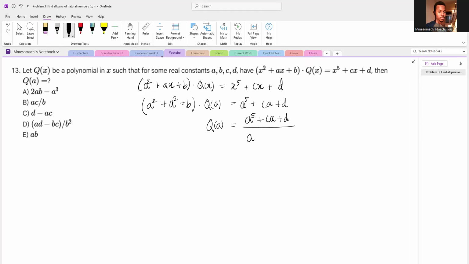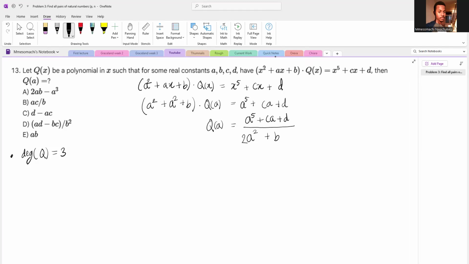a squared plus a squared, that's 2a squared plus b. And we don't have this in the options, but it's possible that something among these options is equivalent to this based on the structure of the problem. So let's explore further. Now, we know that Q of x is a polynomial, but what degree is this polynomial? We have a quadratic being multiplied by this polynomial to give a polynomial of the fifth power. So that gives us that Q of x is a polynomial of degree 3.